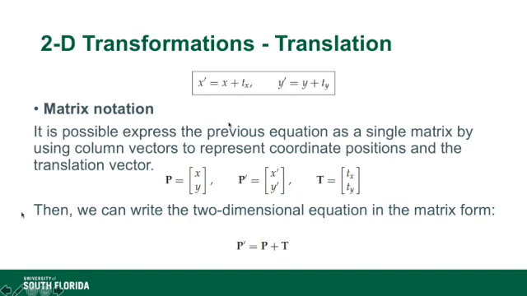The matrix notation. It is possible to express the previous equation as a single matrix equation by using column vectors to represent coordinate positions and the translation vector. As we can observe here, if we define P, the original point, as a column vector x, y, and P prime as a column vector x prime, y prime, and the translation as tx, ty, then we can rewrite the two-dimensional equation in matrix form: P prime equals P plus T.